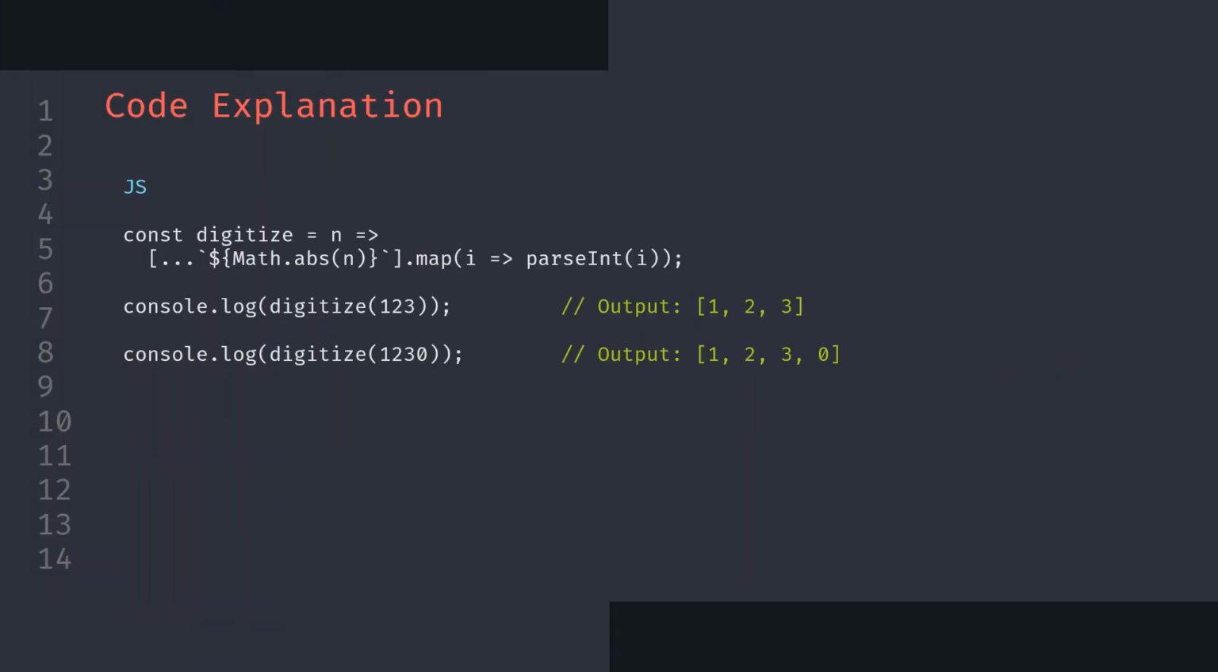Here's the code for our program. We use Math.abs to ensure the number is positive, ignoring the sign. Next, we convert the number into a string using template literals, such as `${n}`. The spread operator is used to split the string into individual characters, creating an array.